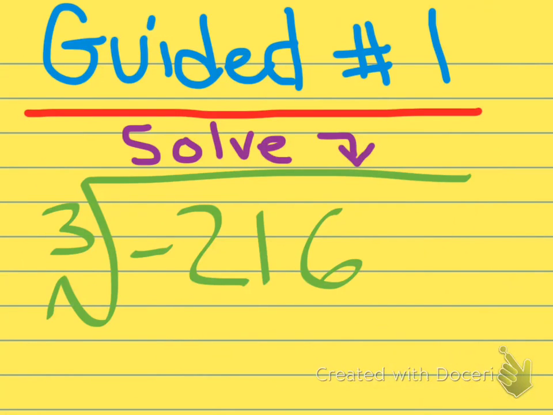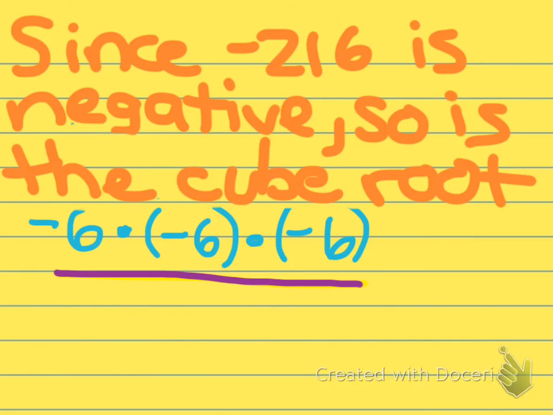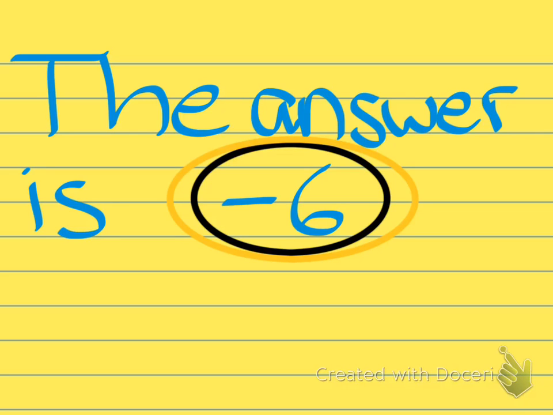Hello, this is Lewis. We are going to be doing guided example number 1. First, we are going to solve for the cube root of negative 216. Since negative 216 is negative, so is the cube root. And since negative 6 times negative 6 times negative 6 equals negative 216, the answer would be negative 6.